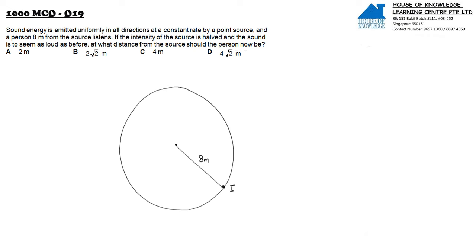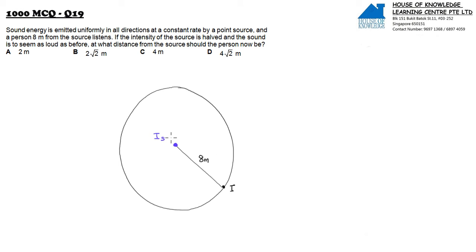Okay, this question is trying to say that if there is a source here at the center, let's say the intensity initially is I, so this is the intensity of the source, IS. Now, at 8 meters away, you will hear a certain loudness. I call it intensity I.